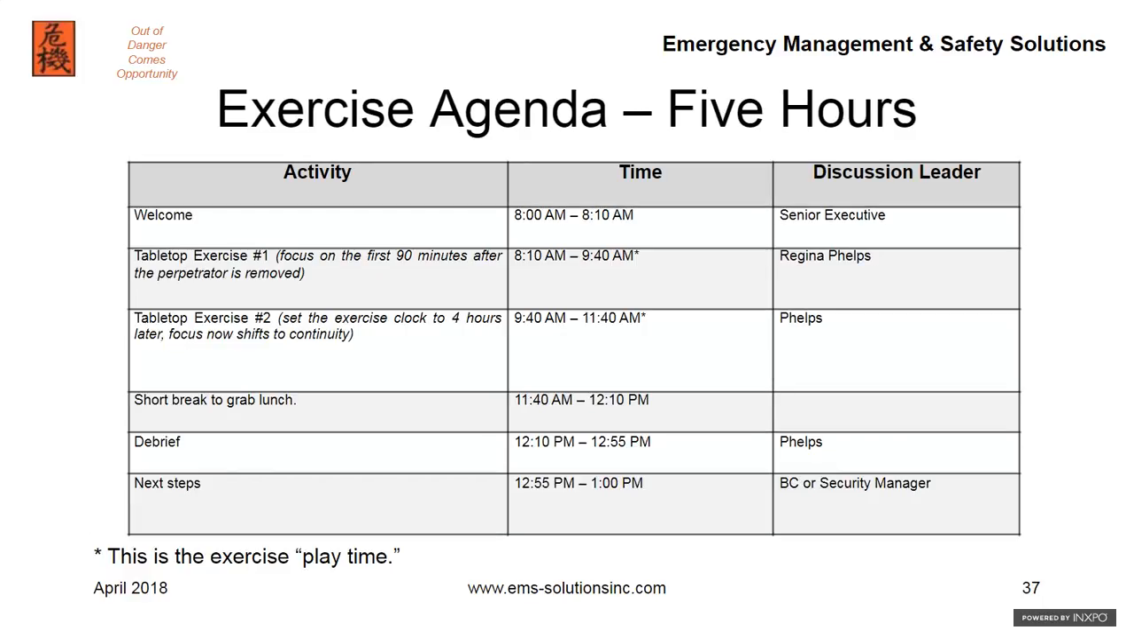If you got a little bit more time, I would actually then do 2 exercises back to back. And I would split them with the first 90 minutes being the actual after the perpetrator is removed and while you're really just dealing with the aftermath. And then the second exercise right behind that, I might move the clock forward 4 hours, now really focusing on what do we do tomorrow and how do we continue and all of that.